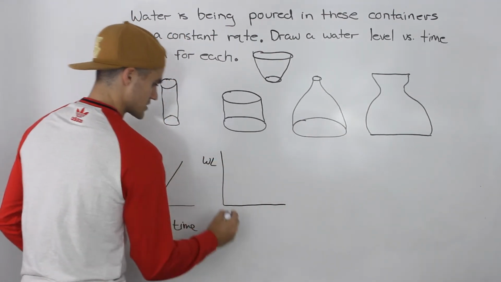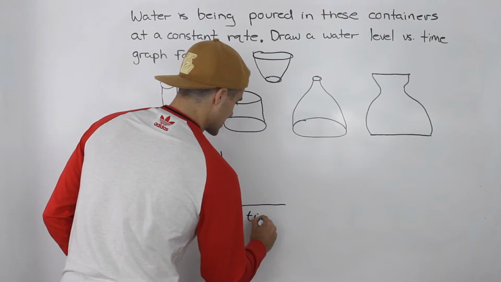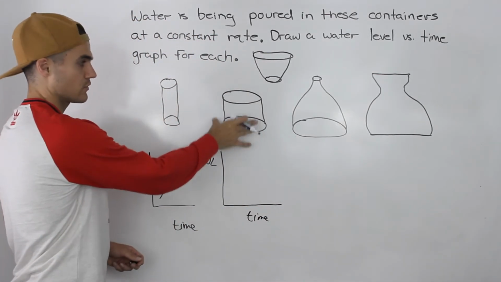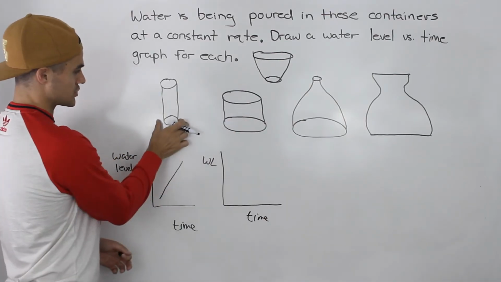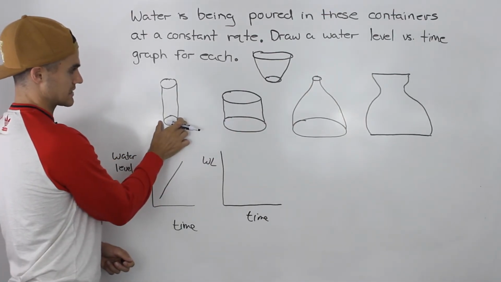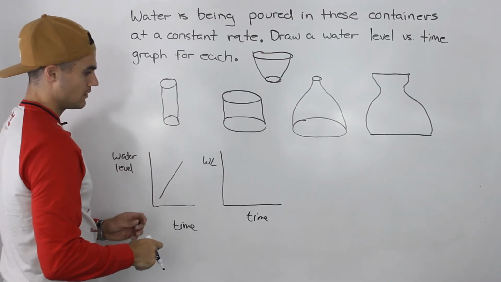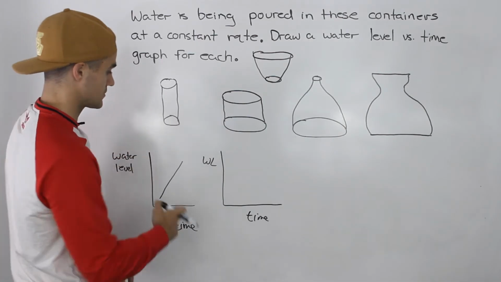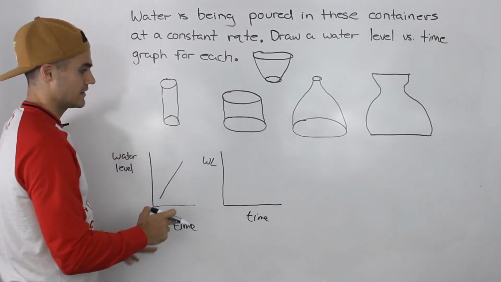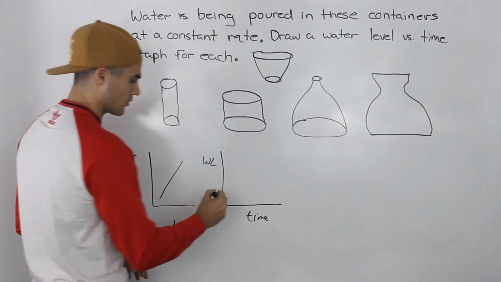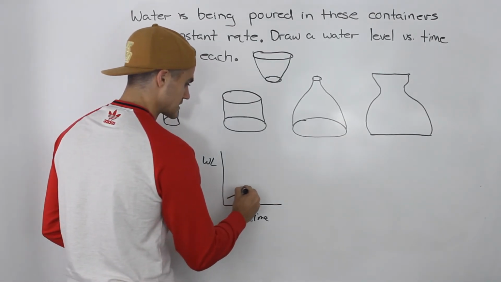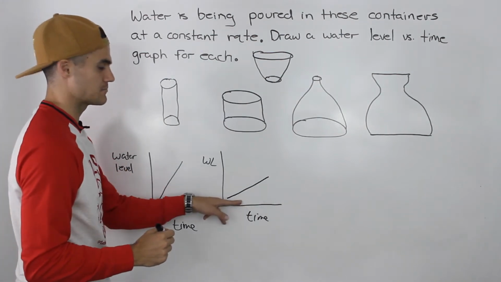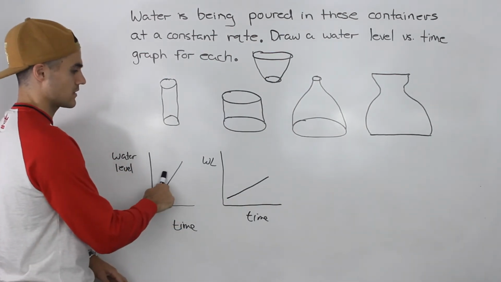So water level, I'll just label it as WL, versus time. What's going to happen with this one? Well, notice how the diameter is constant for this one as well, but it's a much larger diameter than this container. So the water level is still increasing. It's still increasing at a constant rate, so it's still going to be a line, but it's going to be increasing a lot slower. So basically, this graph may look like that. Notice how it's a less steep line than this one.